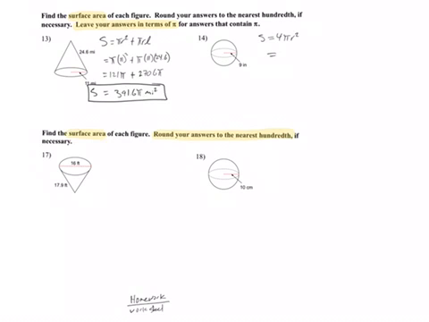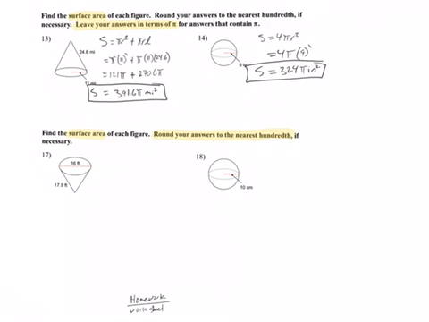For this one, I'm going to say 4 times pi times my radius squared, which is 9 squared, which comes out to be 81. It's going to come out to be 324 pi inches squared. And I just multiplied 81 times 4 to get that 324. And again, it says leave it in terms of pi, which means pi is going to be in your answer.